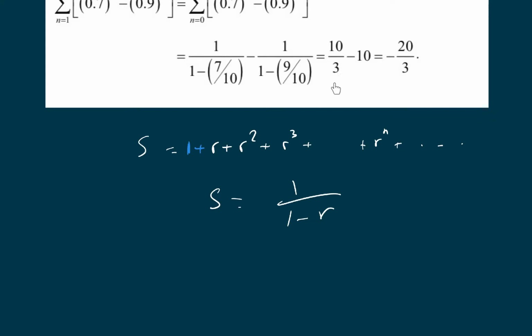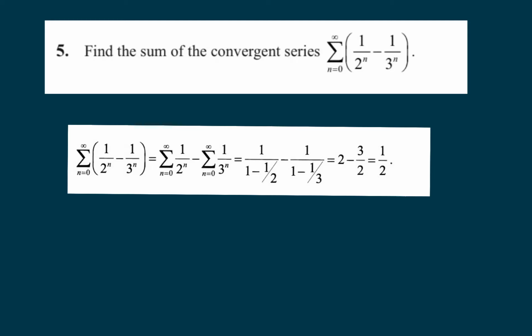This is 10 divided by 3, and this is 10. 10 divided by 3 minus 10 is minus 20 divided by 3, and the problem is solved. This problem is exactly the same problem as before.